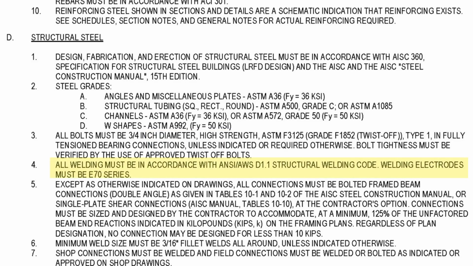Next, you'll want to check if you have a particular welding electrode listed. If you typically only use A992 steel, you may have a note restricting electrodes to E70 series. While E70 matches strength to A992 steel, the increased yield and tensile strength of A913 will require higher strength electrodes. For grade 65, you'll need E80. For grade 70, E90, and 80, E100.